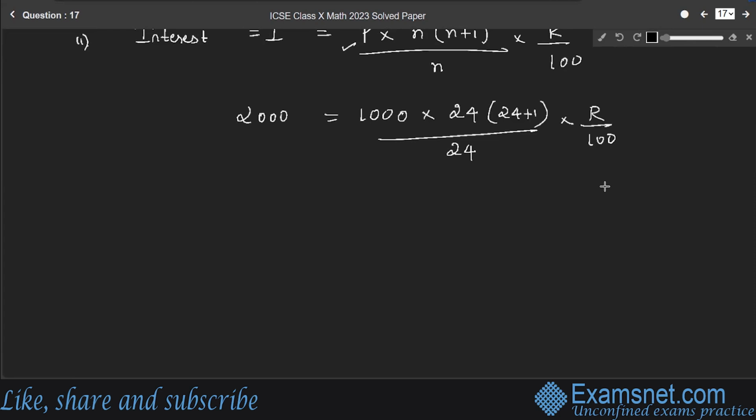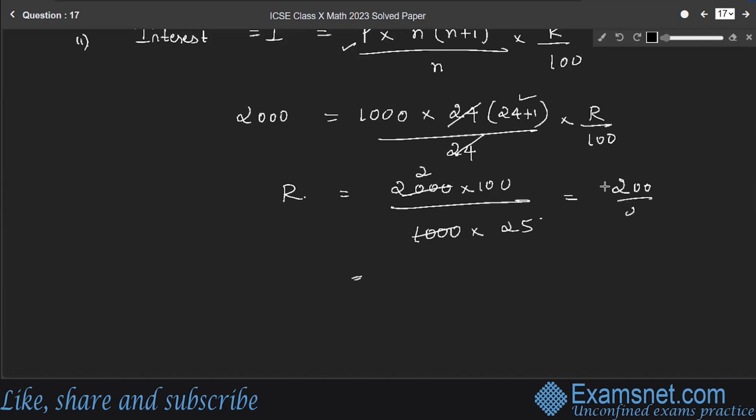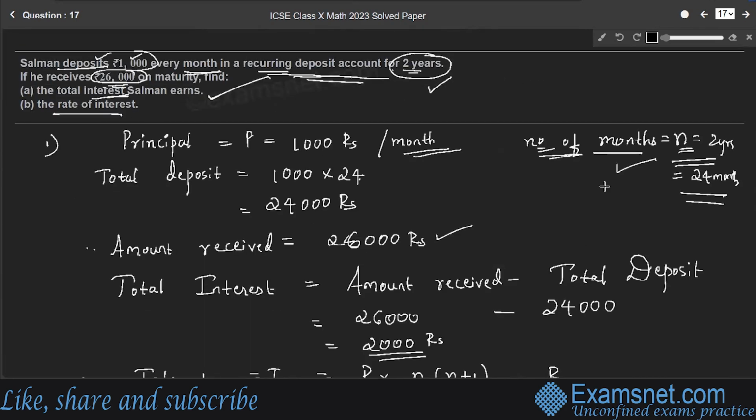So now we can cancel 24 and 24 here. So directly take the rate of interest: 2,000 into 100 divided by 1,000 into 24 plus 1, which is 25. So 1,000 into 2, you will get 200 by 25, which is 8. So rate of interest is 8%. Therefore, the rate of interest is 8%. Total interest he earns is 2,000 rupees after 2 years.